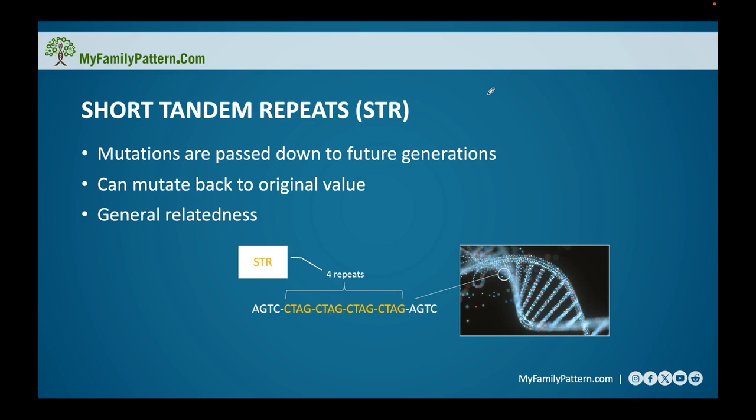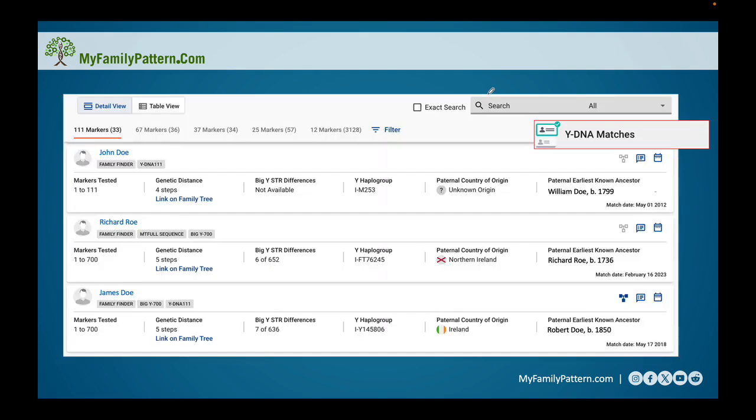So what we're going to do is go to our Y-111 matches, and we're going to try to identify individuals who have not taken the Big Y-700 test, so that if we convince them or otherwise communicate with them to upgrade, they will not only improve their results, but they could potentially help us to improve our results as well.